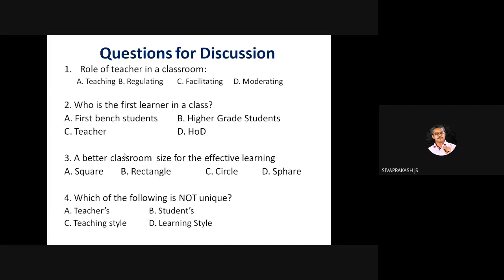Question number 4, which of the following is not unique? Unique here I mean, which is not possible to have the same character. So the right option is teaching style. Everyone's teaching style differs. Even for an individual teacher, the teaching style differs from time to time, subject to subject, right?